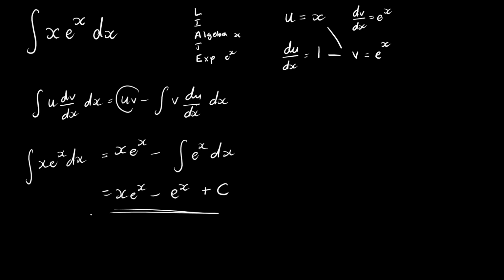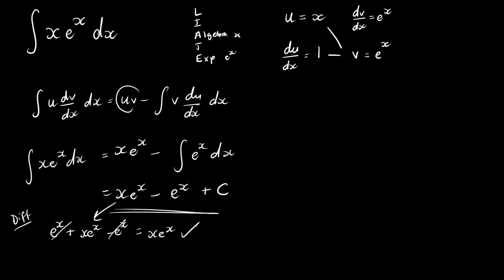So if I differentiate x e to the x, using the product rule, differentiate the x, so I get just 1, plus differentiate e to the x, so I'll get that, minus e to the x, and if I differentiate c, that goes to 0. They cancel, I'm left with x e to the x, so I know that we've done it correctly. We found something that differentiates to x e to the x, so this is probably the correct integral.